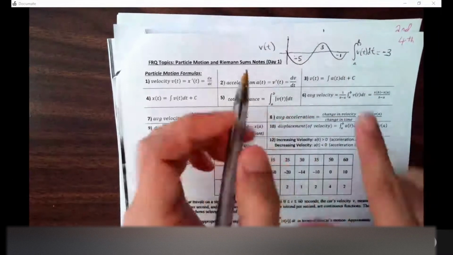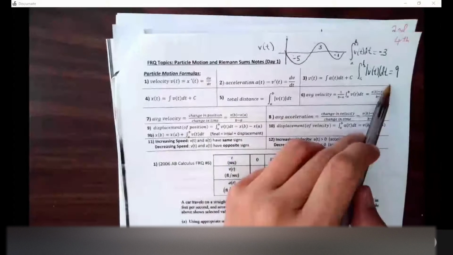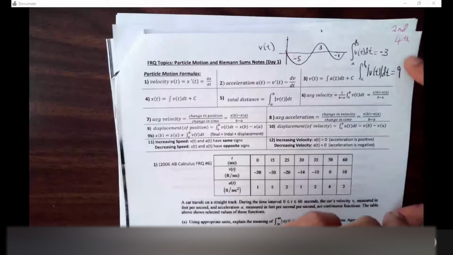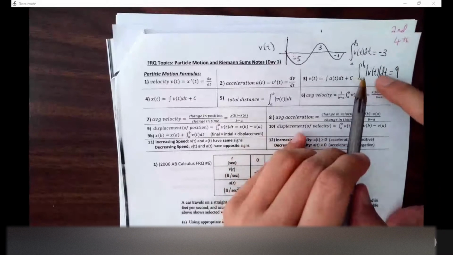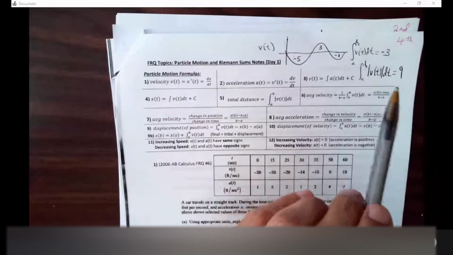But distance is where we take from A to B of the absolute value of V of t. So the total distance achieved by this object is 5 plus 3 plus 1, which is 9. So through all the forwards and backwards motion, he's going to travel a total of 9 units, but his displacement is -3. So understand that distinction. The absolute value and no absolute value is what's causing that distinction.